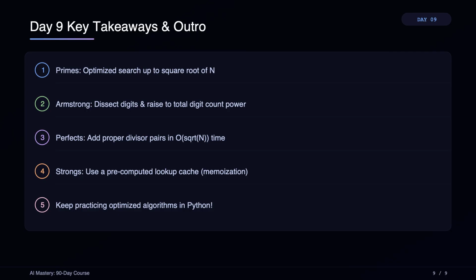What an amazing journey through classic number algorithms. Let's summarize the key takeaways. First, prime number verification is optimized by checking factors only up to the square root of n. Second, Armstrong numbers sum digits raised to the power of the length. Third, perfect numbers can be validated in square root time by adding divisor pairs. Fourth, strong numbers are verified efficiently using a pre-computed lookup table for digit factorials.